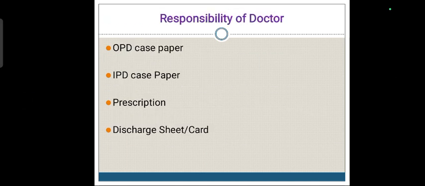So these are the documents where doctor plays a very important role in maintaining these records like OPD case paper, IPD case paper, prescription, discharge sheet or summary.